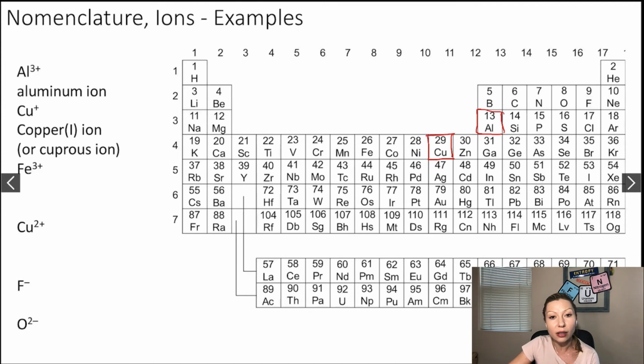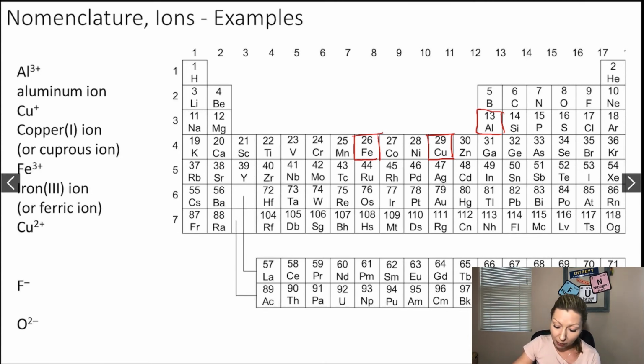Okay, how about iron 3+? Where is iron? Did you find it? So iron is right here, element number 26. Okay, is it a transition metal? It is indeed. So I probably have to use a Roman numeral again. So I'm going to name iron 3+ as iron 3 ion. It can also be called ferric ion.